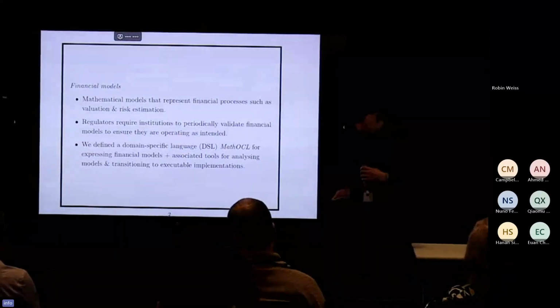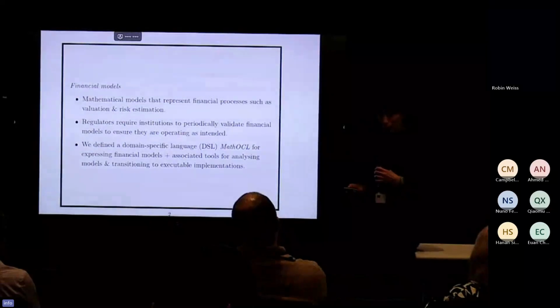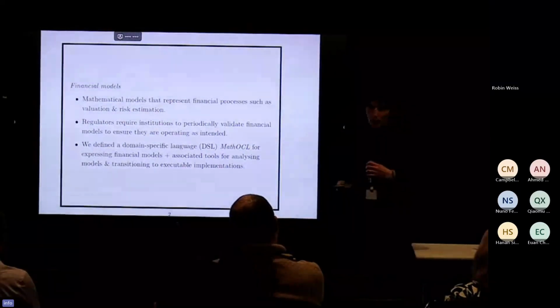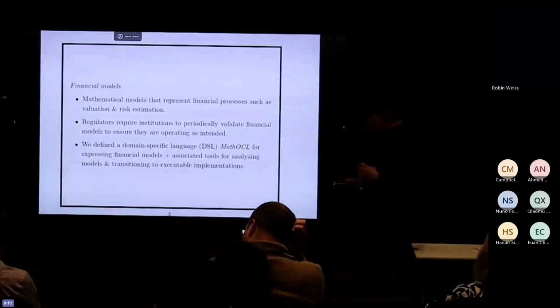So these are models somewhat in the sense of model-driven engineering, but they're heavily mathematical models. They're models of the way that the value of a product might change, or the risk associated. What is the risk associated with a portfolio that a bank has of investments?